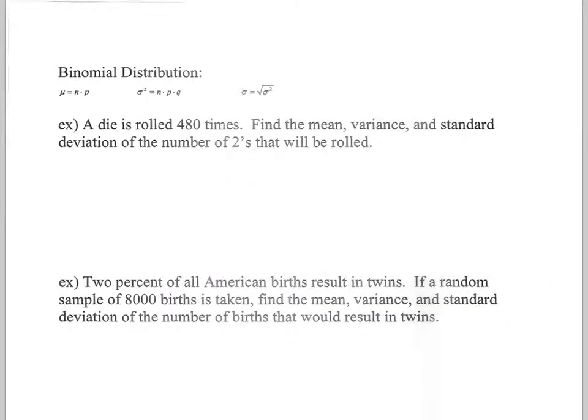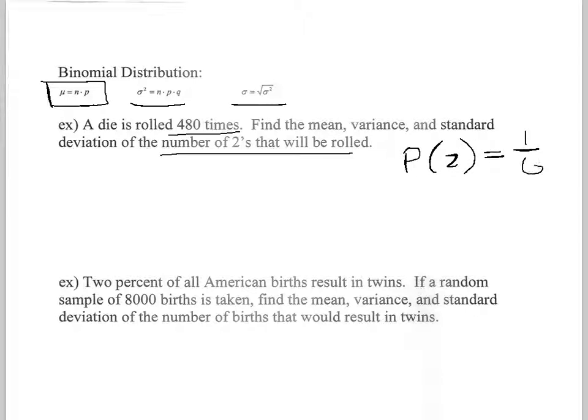The last thing we're going to look at with binomial distribution is how do we find the mean, the variance, and the standard deviation. All we're going to do in this case, and this will probably make a lot of sense, is find this number here. If I roll 480 times, and I'm looking for the number of 2's that will be rolled, well, the probability of rolling a 2 is 1 out of 6. Well, if I roll 480 times, I would expect 1/6 of them to be 2's, so I would expect to get 80 2's.